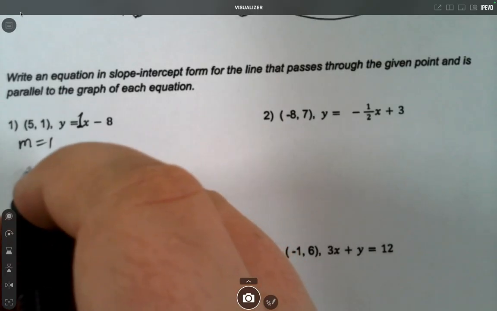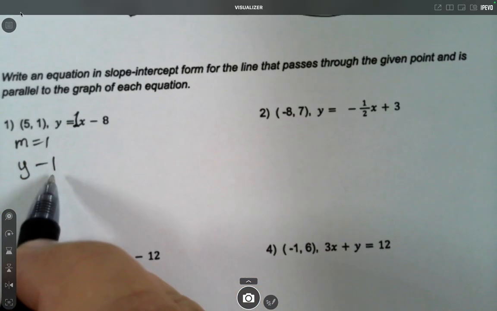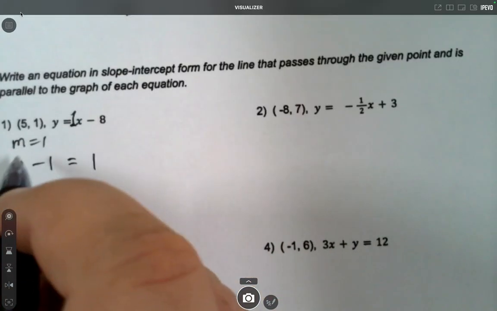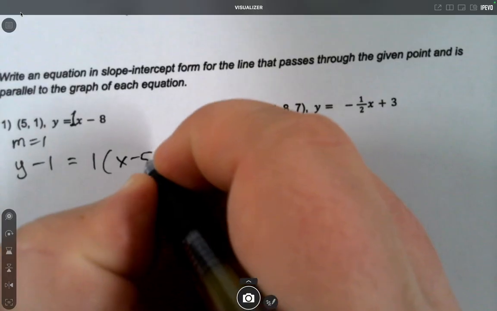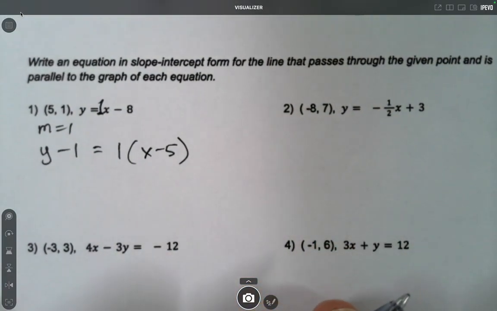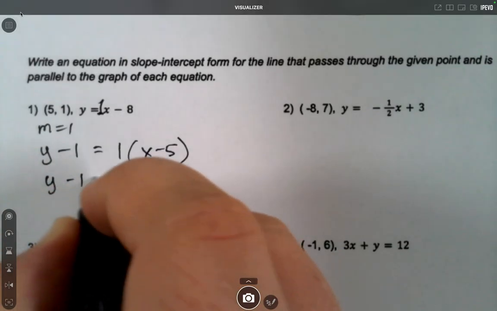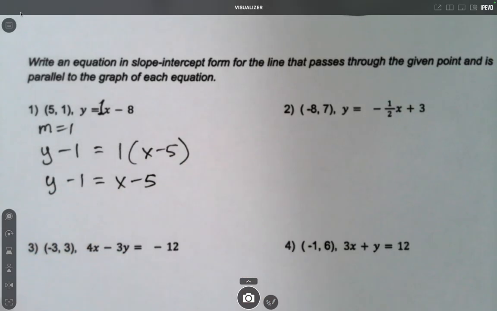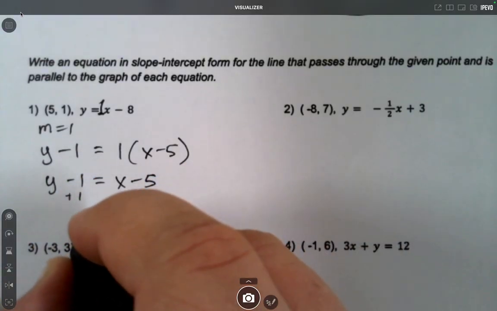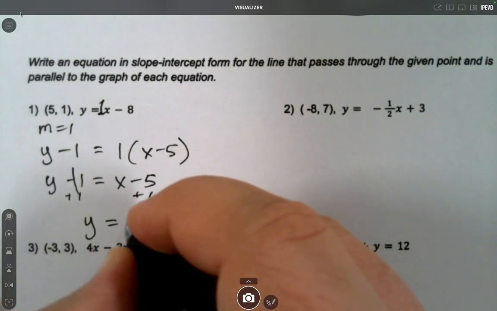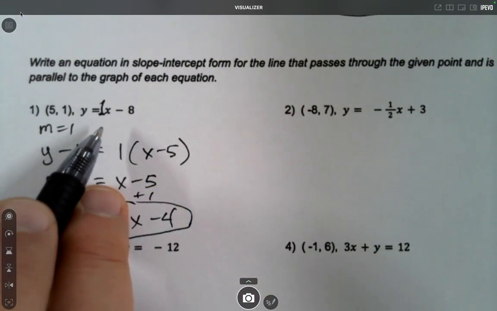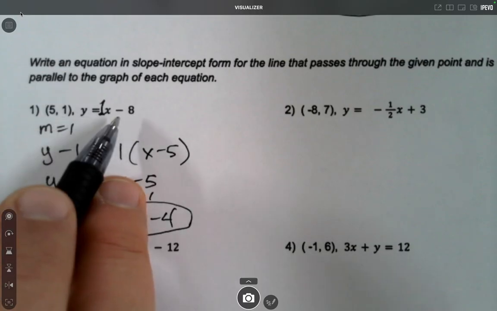So we'll start by writing it in point slope form. This 1 is coming from the y value of the point. Then this 1 is the slope. We do x minus 5 because 5 is the x value. So we distribute the 1, which really changes nothing, just gets rid of our parentheses. Then we add 1 to both sides. So we get y equals x minus 4. That line is parallel to this line, but it goes through a point that this line does not.